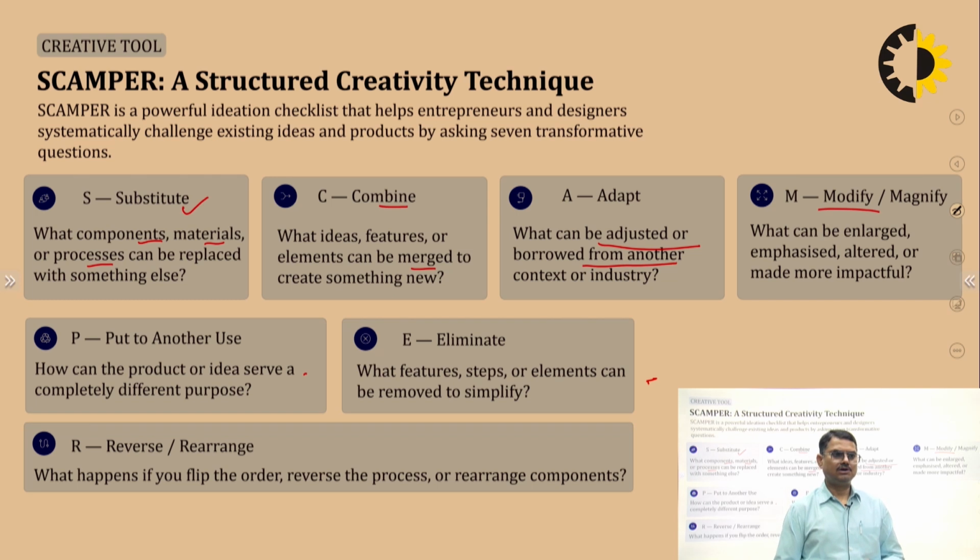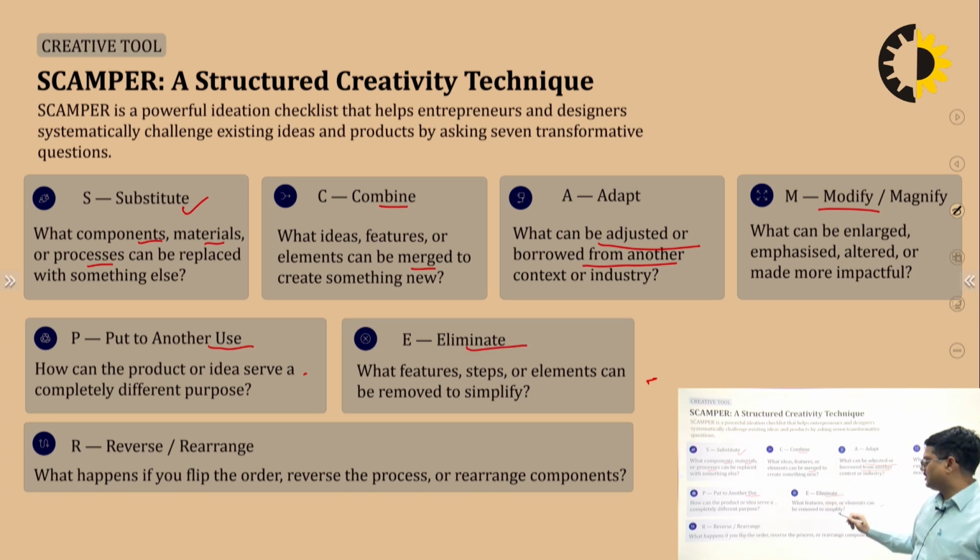We have one product, and this product is not so popular, and it is solving problems in one particular domain, but we want that product to be used for the solution of a totally different kind of problem statement. So we are putting that product to another use. That may be one form of innovation that we can use.